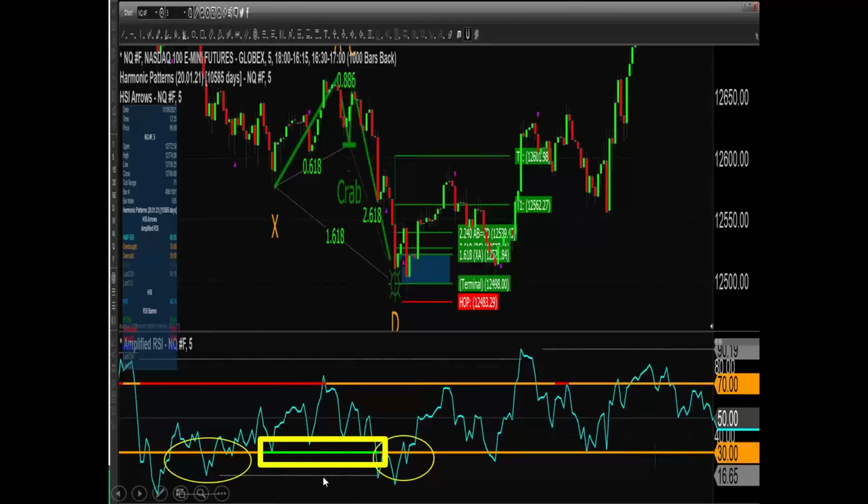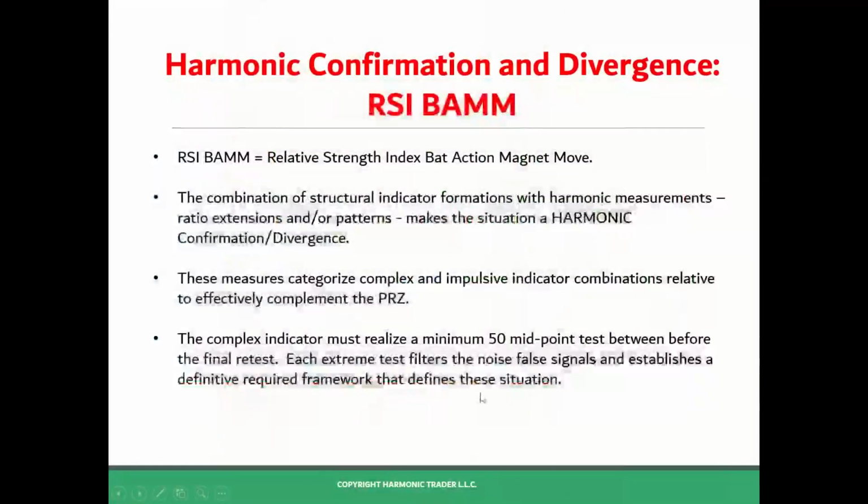But that's how that stuff comes together. And we'll look tomorrow at how we can assess this complex formation and use it in management situations. It really helps to define direction. Now, let's look at the RSI BAMM, the confirmation divergence, and how that comes together with patterns.